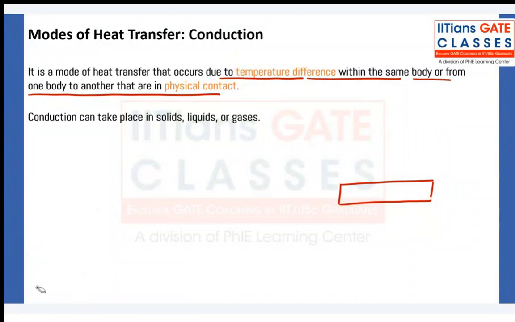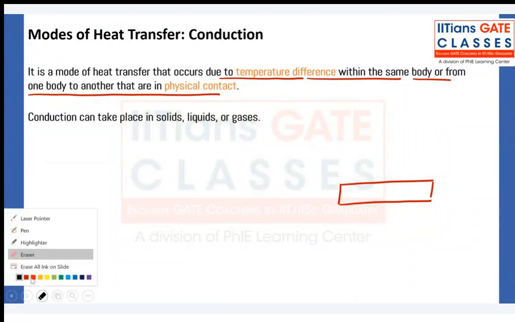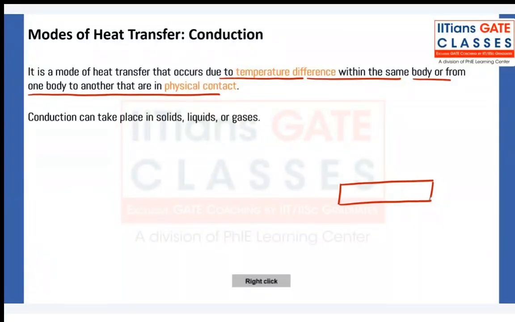So look, this is a single body, and on this side we have temperature T1, and on the other side we have temperature T2. In order for conduction to happen, there must be a temperature difference. That means T1 cannot be equal to T2. There will be a higher temperature and a lower temperature. So let us assume that T1 is greater than T2.